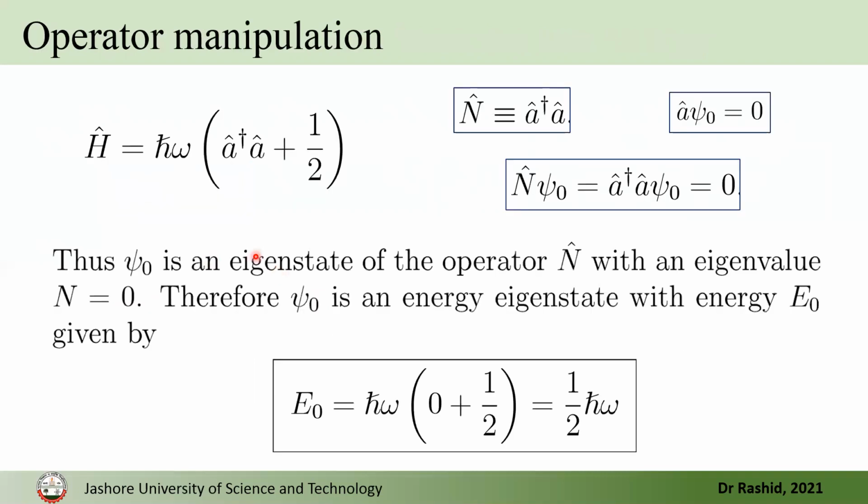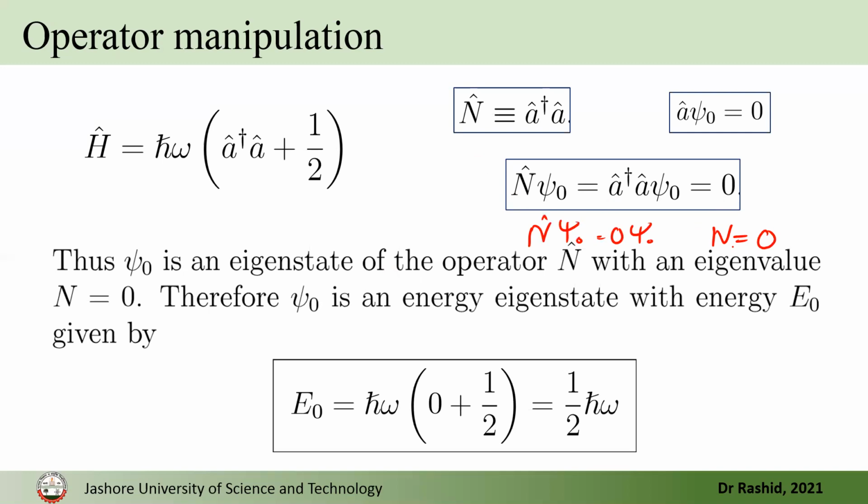So we showed in the last video that when the number operator operates on the ground state wave function, it gives us 0. That is, the eigenvalue of the number operator when it operates on the ground state wave function is 0, because we can write this as n hat psi 0 equals 0 multiplied by psi 0. So the eigenvalue of the number operator n is 0.